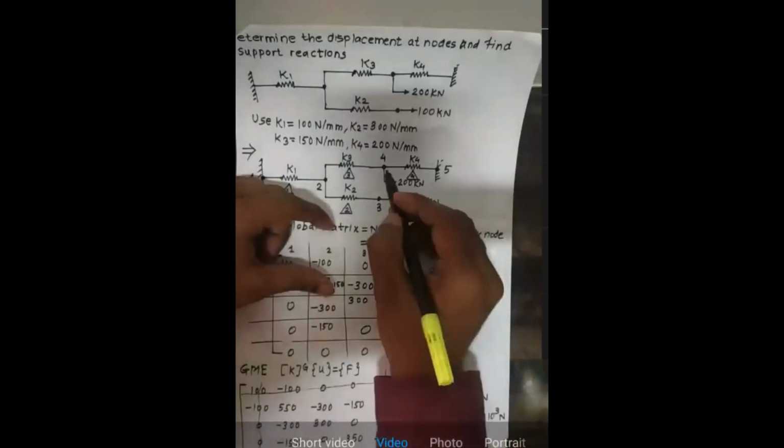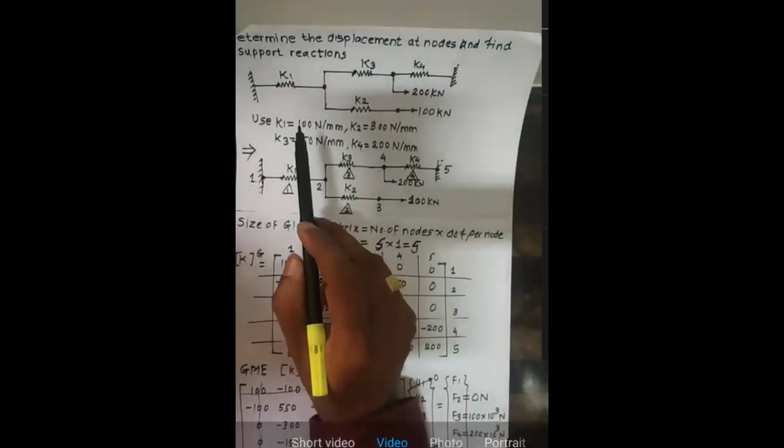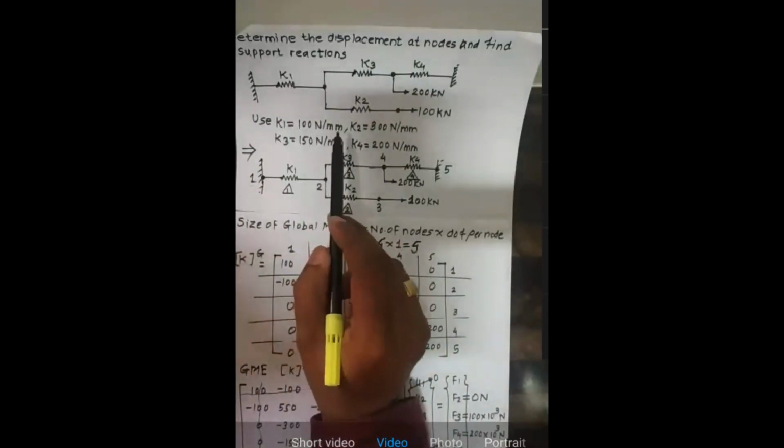Now what is the force applied at node 4? It is 200 kilonewton, right? So you need to convert that into Newton. Don't put it in kilonewton, because there will be a mismatch with the unit. Stiffness is in Newton per mm, so obviously force has to be in Newton, right?